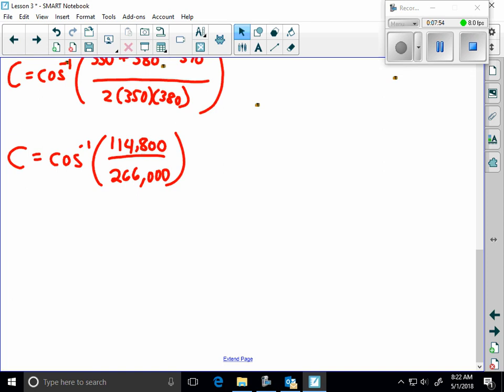You guys, what I would do, like I'm doing right now, is I would calculate the numerator first. I would calculate the denominator second. I would plug them into an inverse cosine as a ratio, and I get 64.43 degrees.